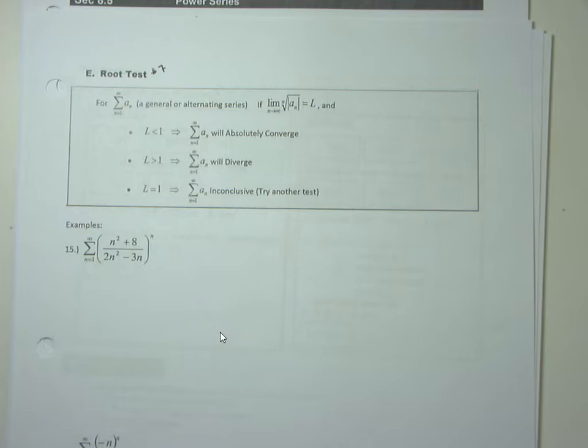So look, it's the same thing as the conclusion of the root test. L less than 1, the series is going to converge, and if it's an alternating series, it's absolutely convergent. If L is greater than 1, it diverges. And if L equals 1, you're going to have to try another test on it. The ratio or root test was not the one to use.